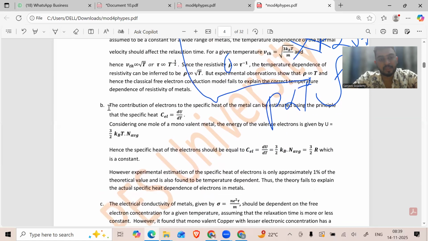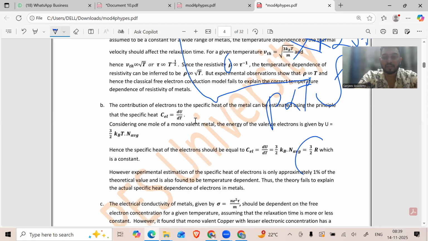Second thing, can you see the 3 by 2 something written there, right? kB, the Boltzmann constant, T, Na, Vg, and all of those things, correct? The important thing in the examination you have to write, I'll just circle it out again: 3 by 2 R. Specific heat, you should write what? Specific heat is equal to what?